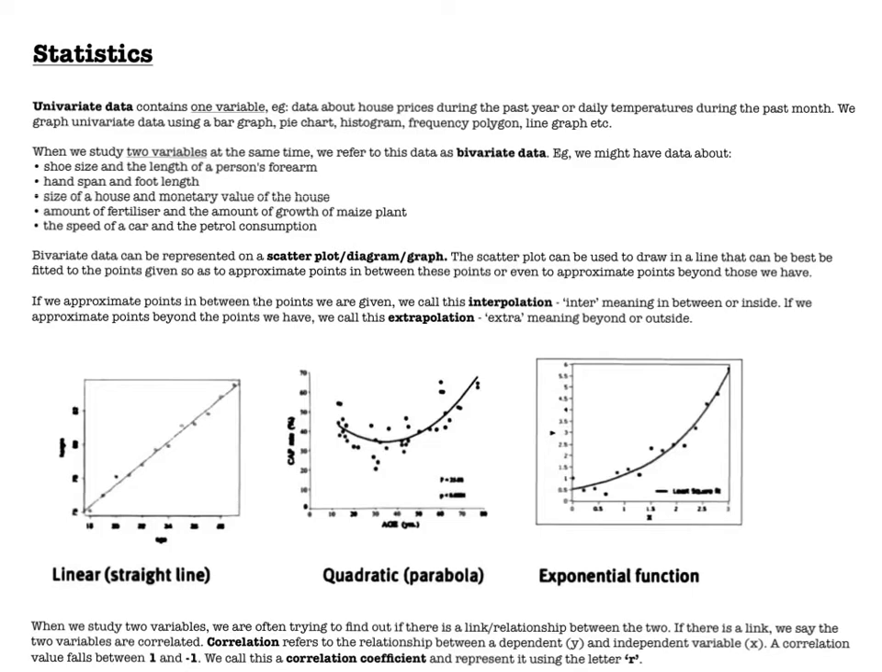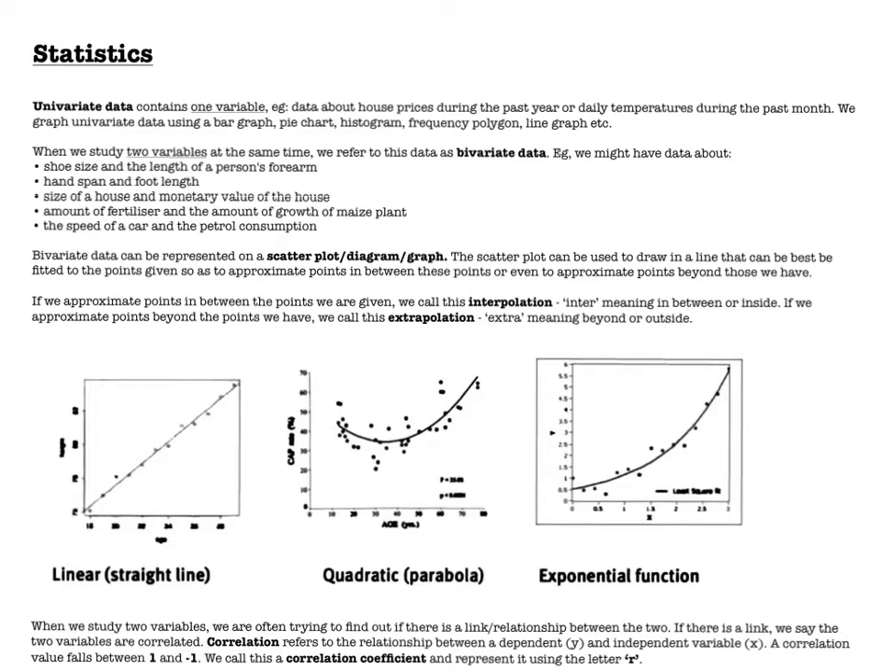So we have dealt with what we call univariate data in the past. From grade 8 all the way up to grade 11, we've dealt with univariate data, and this means data that contains one variable. For example, data about housing prices during the past year or daily temperatures during the past month. And this type of data is graphed on either a bar graph, pie chart, and so on.